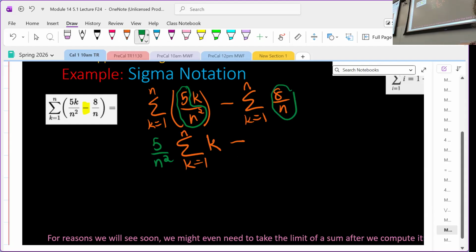And then the 8 over n, there is no k there. So that is considered a constant. But when I have pulled the entirety out of my formula, I need a 1 as a placeholder. Because I am still supposed to be adding that 8 over n times.